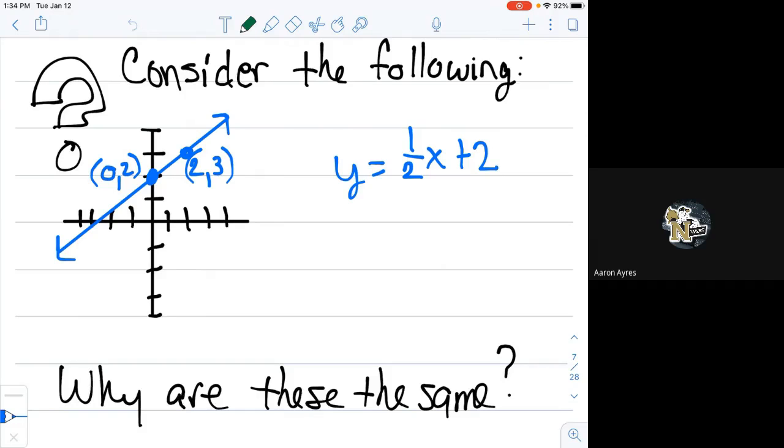Why do these two items represent the same relationship? That's the question. I guess you could also ask, well, how do these two items represent the same relationship? What way is that possible?